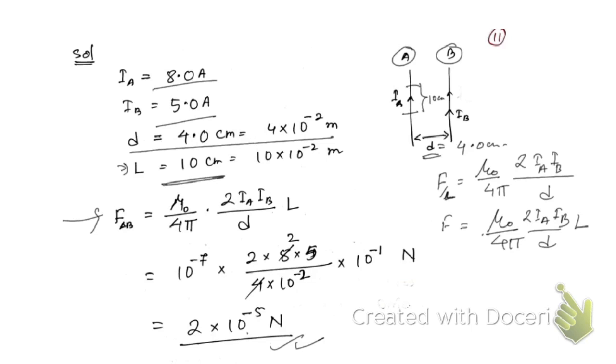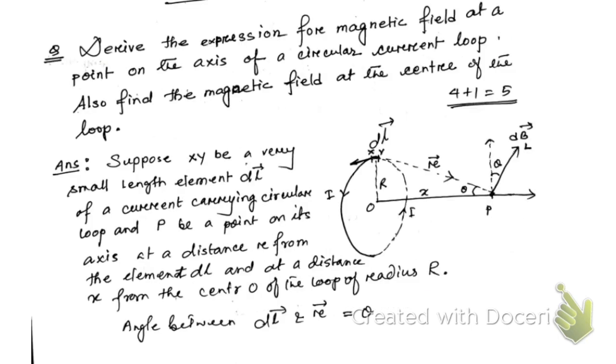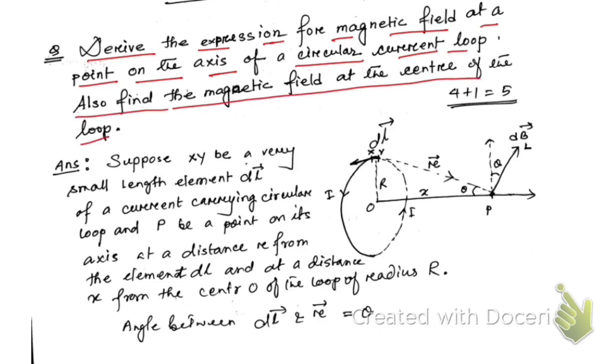So now let me take the next question. Our next question is: derive the expression for the magnetic field at a point on the axis of a circular current loop. Also find the magnetic field at the center of the loop. Here you see this is a current carrying circular loop, and we need to find the magnetic field at a point P on the axis of this loop. Axis means the line passing through the center of the circular loop and perpendicular to the plane of the loop. So we have a point P on its axis, and we need to find the magnetic field at this point.